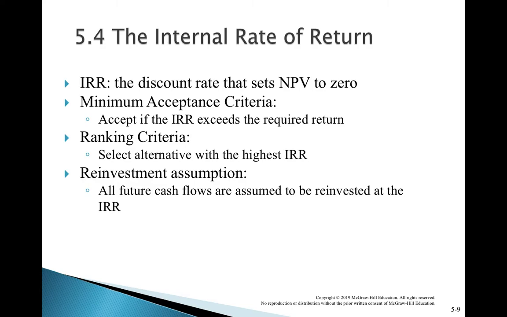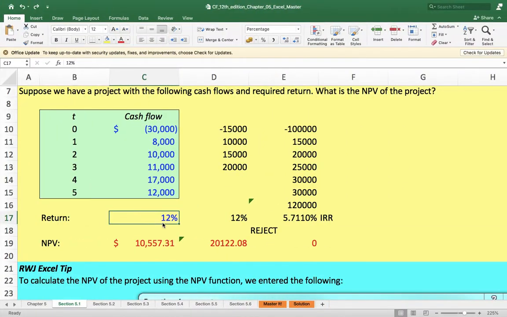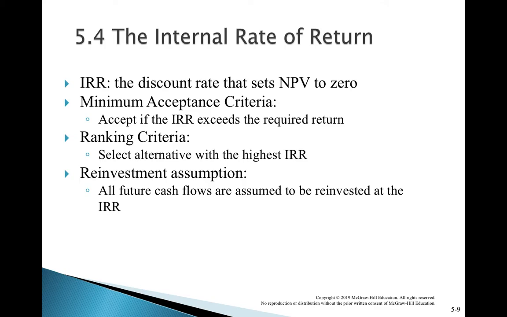Reinvestment assumption: all future cash flows are assumed to be reinvested at the IRR. The assumption we make here is that whatever IRR we got, 5.71 is the IRR, we assume that our cash inflows are reinvested at this rate. So the reinvestment rate is the internal rate of return. This is what the assumption is.